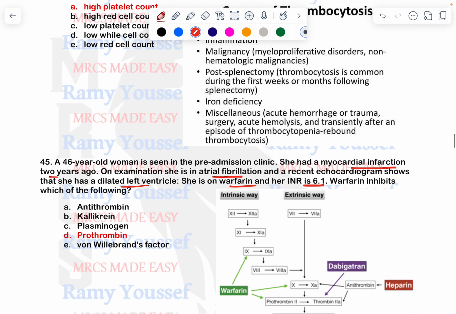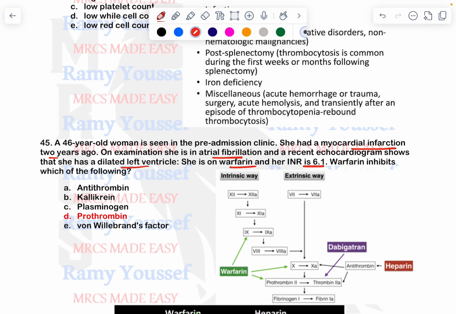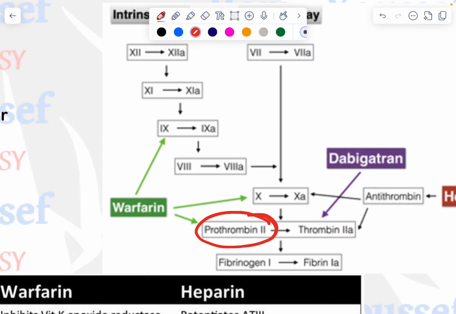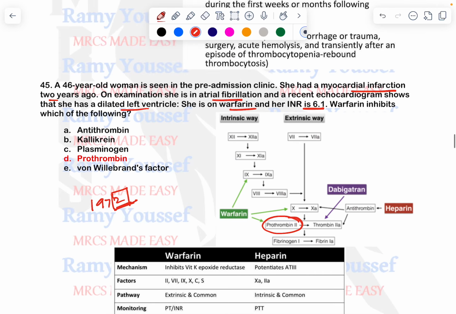So warfarin inhibits prothrombin. This is important. Factors 2, 7, 9, 10. The 2 is prothrombin. Warfarin inhibits factor 2, called prothrombin, so you have to remember this. Prothrombin is 2. And heparin, dabigatran. Heparin acts through antithrombin.